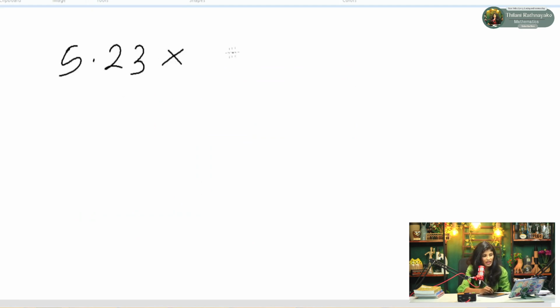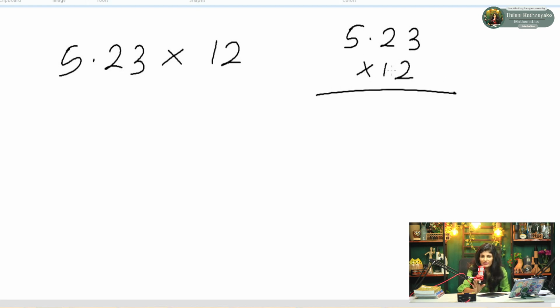5.23 multiplied by 12. Okay. So this is the same way we are doing multiplication. I will write this one downwards. 5.23 multiplied by 12. Don't consider the decimal place. Just do the multiplication and after that we can put the decimal place.